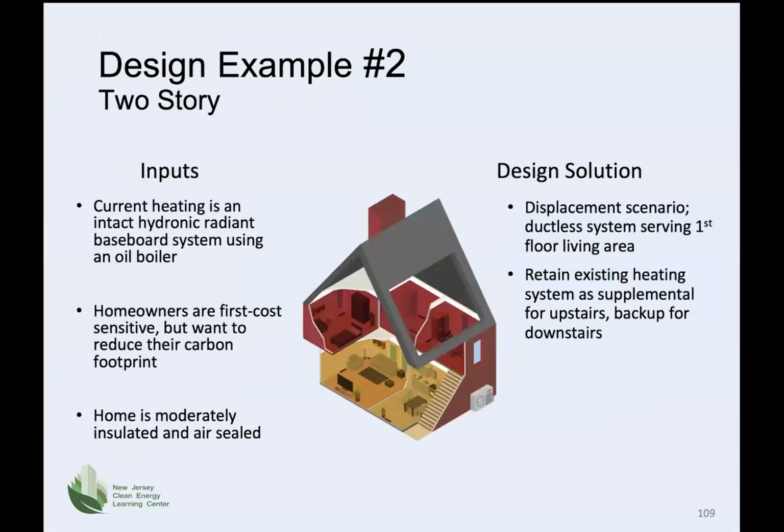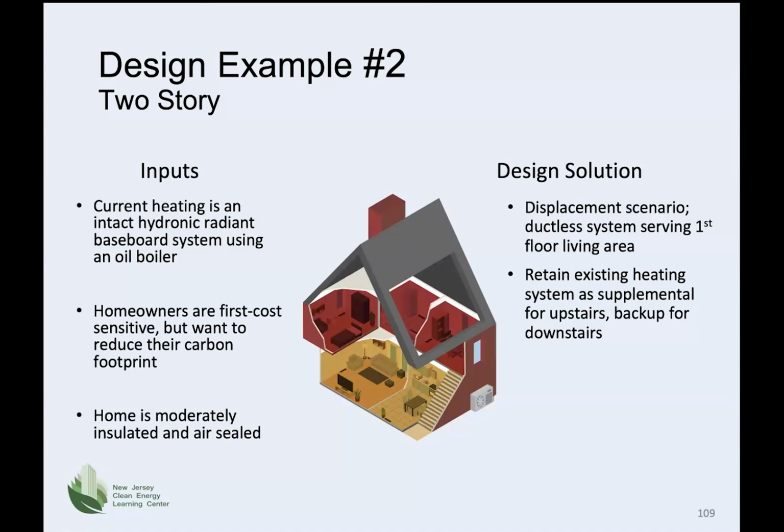This is an example of a typical two-story, three-bedroom home. In this example, the current heating is an intact hydronic radiant baseboard system fired with oil. The homeowners are first cost sensitive, but they do want to reduce their carbon footprint. The home is modestly insulated and air sealed.